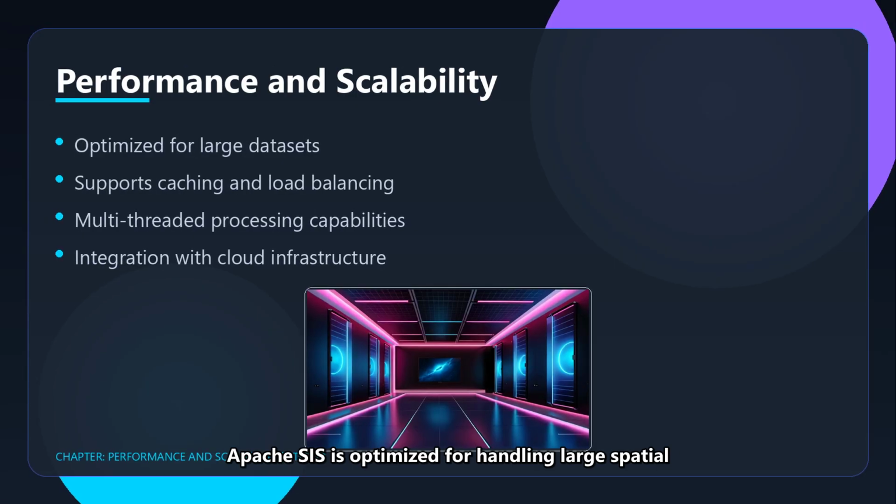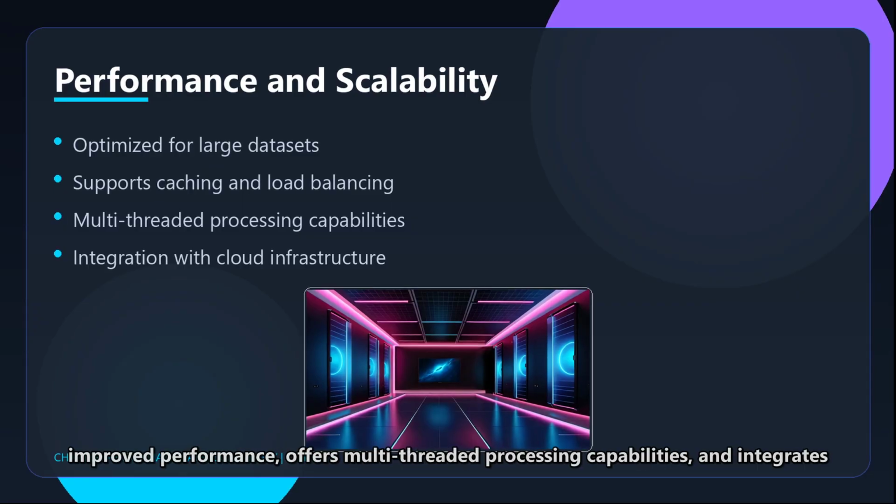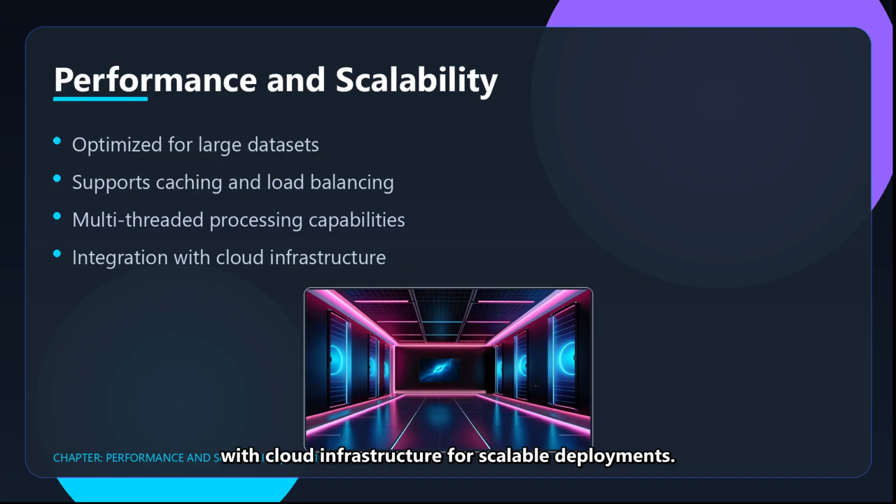Apache SIS is optimized for handling large spatial datasets. It supports caching and load balancing for improved performance, offers multi-threaded processing capabilities, and integrates with cloud infrastructure for scalable deployments.